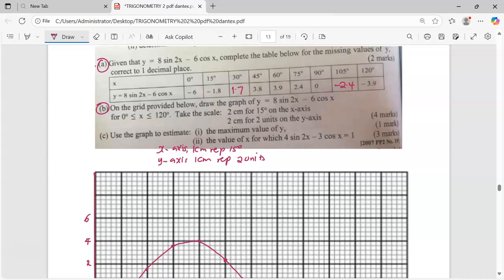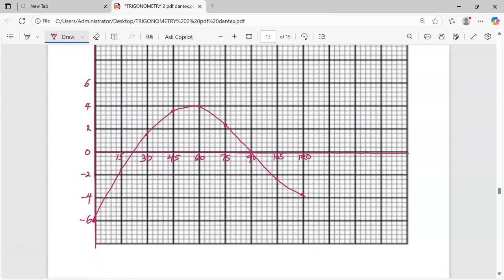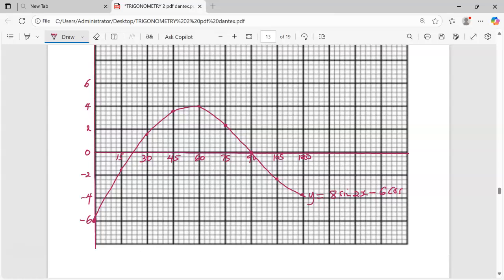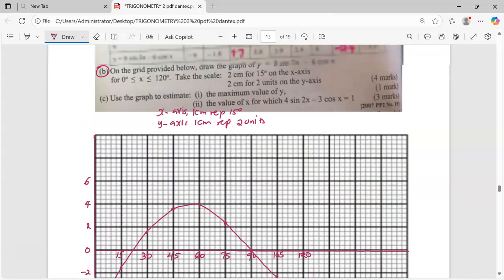We can label it, that is y is equal to 8 sin 2x minus 6 cos x. Once we have drawn our curve and labeled it, now we can proceed.